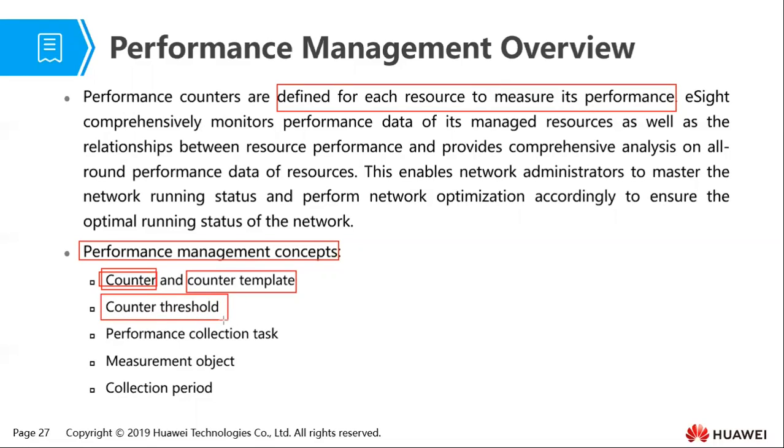Then you have what we call the counter threshold. A counter threshold determines whether to report an alarm and the level of the reported alarm. For example, if the CPU usage is above 95% for 5 minutes, send a critical alarm. That is what a counter threshold is used for. Then you have what we call a performance collection task, which is created to collect the performance data of the device.